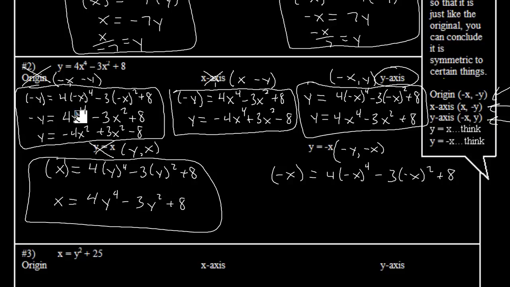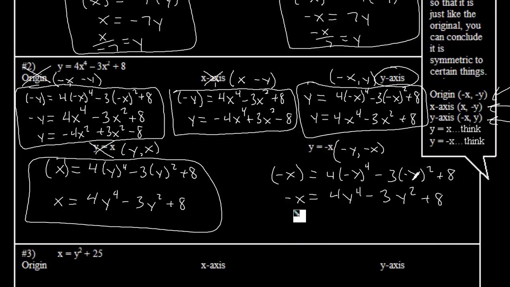I fudged up here, ladies and gentlemen. You're supposed to be y's, not x's. That's a funky looking y. Negative y to the fourth is going to be positive y to the fourth. Negative y squared is going to be positive y squared. Multiplying that times this 3, which you're subtracting, is going to be subtract 3y squared, and bring down the 8.